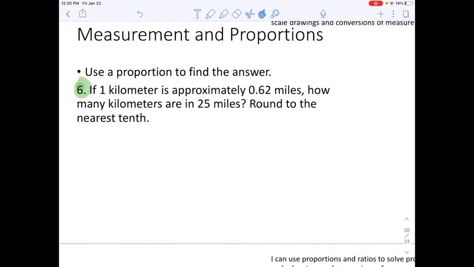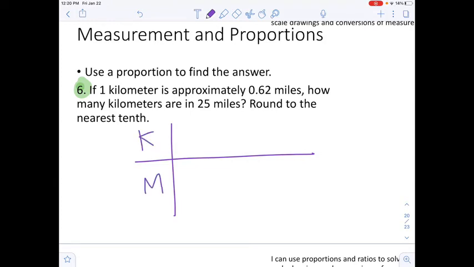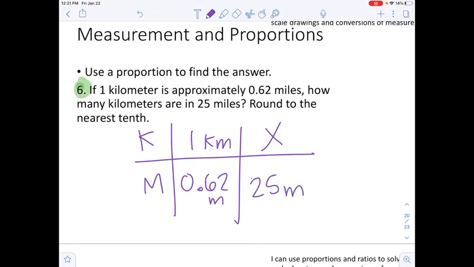The next problem says if 1 kilometer is approximately 0.62 miles, how many kilometers are in 25 miles? Round the answer to the nearest tenth. So again, I'm going to set up a table. I'm going to do kilometers and miles. In my first column, we know 0.62 miles is equal to 1 kilometer. And then it says how many kilometers, so that would be our x, are in 25 miles. So I'm going to do 25 on the bottom.